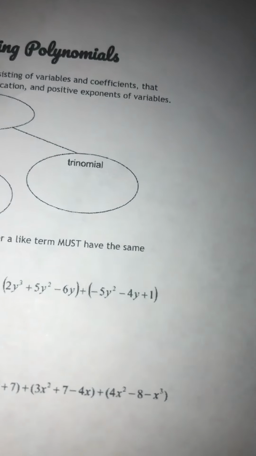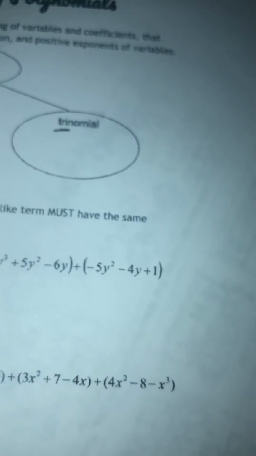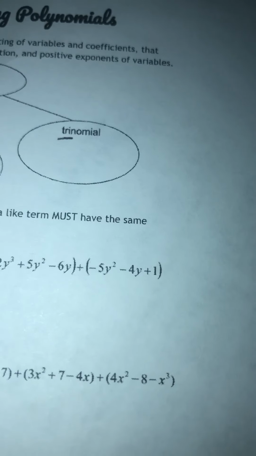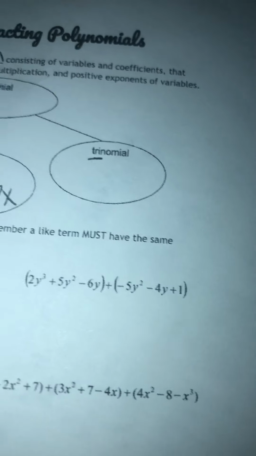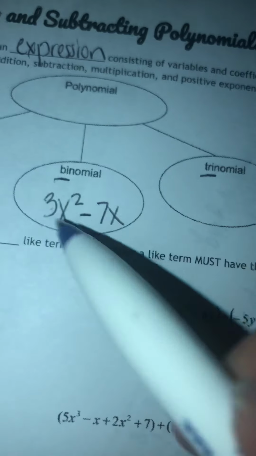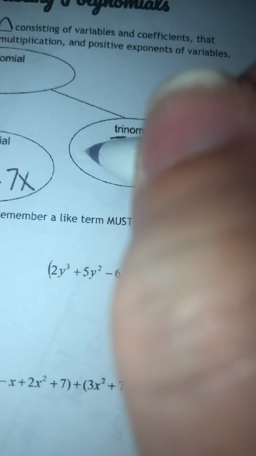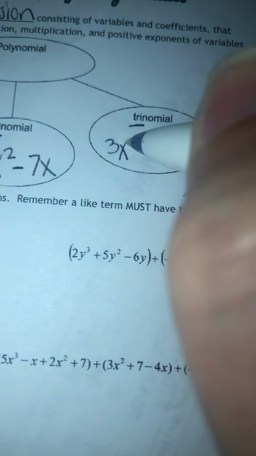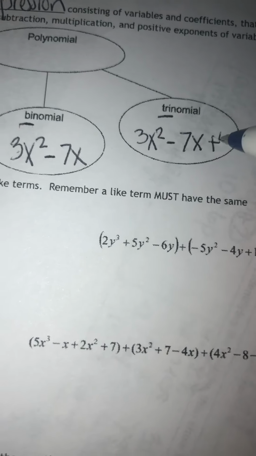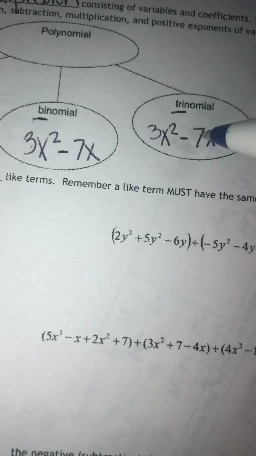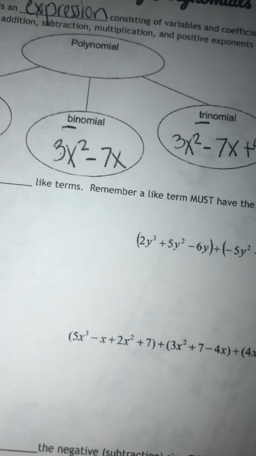And then we have trinomials. The prefix here is tri, meaning three. So we're going to have a polynomial that has three terms, one more term than the binomial. For example, I could have 3x squared minus 7x plus 4. 1, 2, 3 terms.